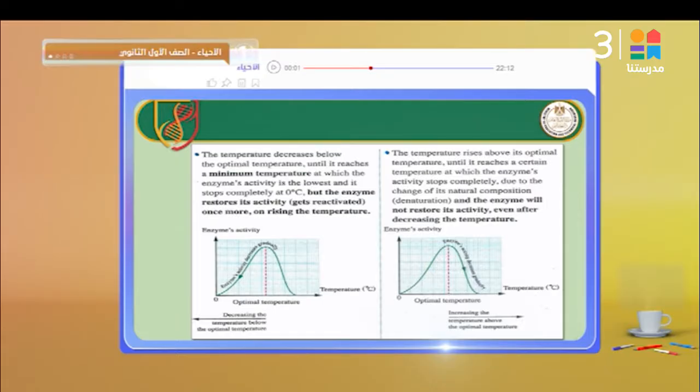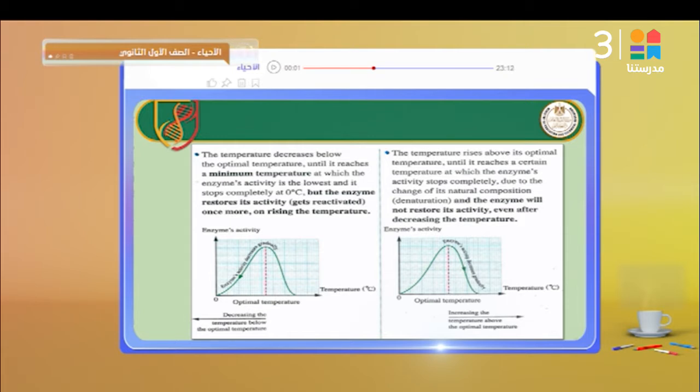The temperature decreases below the optimal temperature until reaching the minimum temperature at which the enzyme's activity is lowest, and it stops completely at 0. At temperature 0, the activity of the enzyme stops completely, but the enzyme restores its activity, gets reactivated once more on rising the temperature.